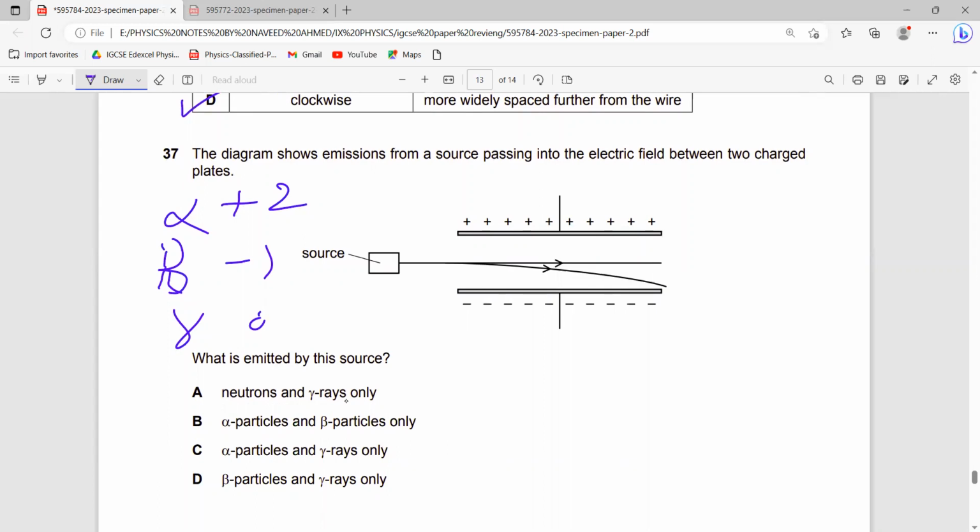From the diagram, we can see neutron, A option, and gamma particle? No. Alpha particle and beta particle? No, because beta particle must move to positive. Alpha particles and gamma particles, yes, this is possible. D, beta particles and gamma particles only? No. So C is the right option.